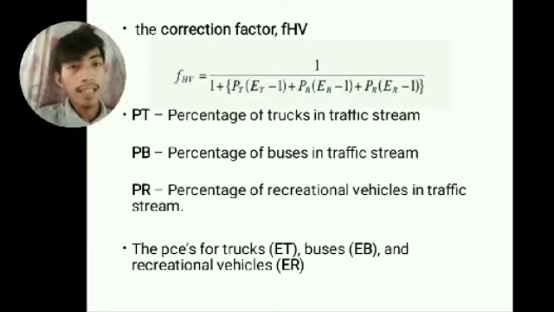Yun lang. Yung PT natin ay yung percentage of trucks in traffic stream. Yung PB natin is percentage of buses in traffic stream. Tapos yung PR natin naman ay yung percentage of recreational vehicles in traffic stream. May nabanggit kanina, ET, EB, at ER, ayun naman ay yung mga PCE for trucks, buses, and recreational vehicles.